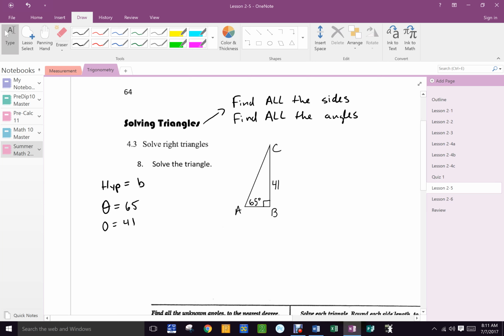Never mind. Okay, so since I have a theta and an opposite and a hypotenuse, what's something I can do now? I can do sine. So I can do sine of theta, 65, equals O, 41, over hypotenuse, which is B. Since the letter's on the bottom, what do I do? What does B equal? Divide. 41 over sine 65. And that's going to give me an answer.